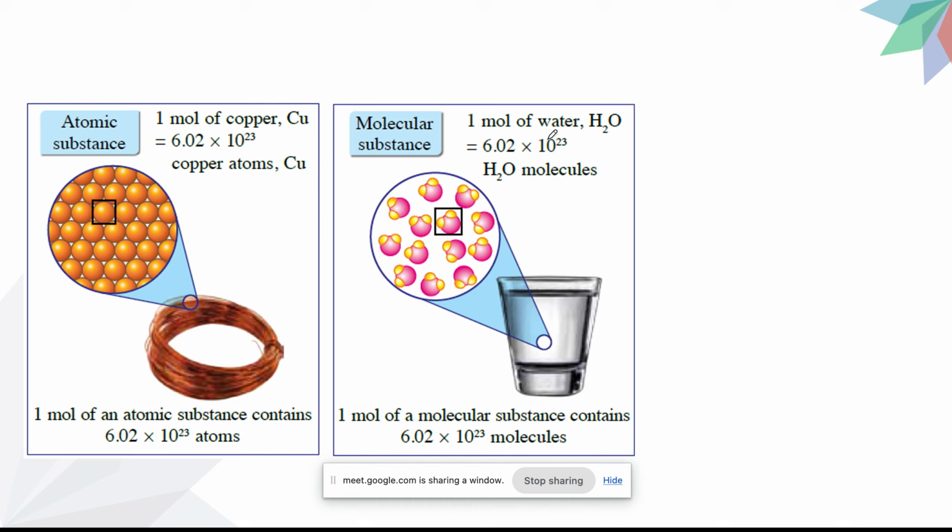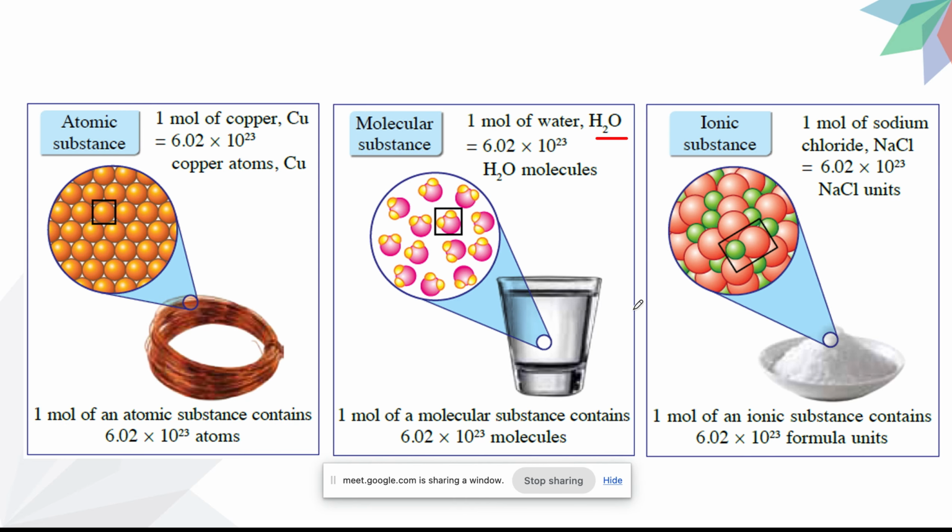molecular substance, 1 mole of water, you're looking at molecule now. This is a molecule. You know there's a difference between atom and molecule. Atom is just one entity, right? Molecule is a combination of more than one atom, or more than one element. In this case, hydrogen and oxygen are chemically combined together. So this is 1 molecule of water.